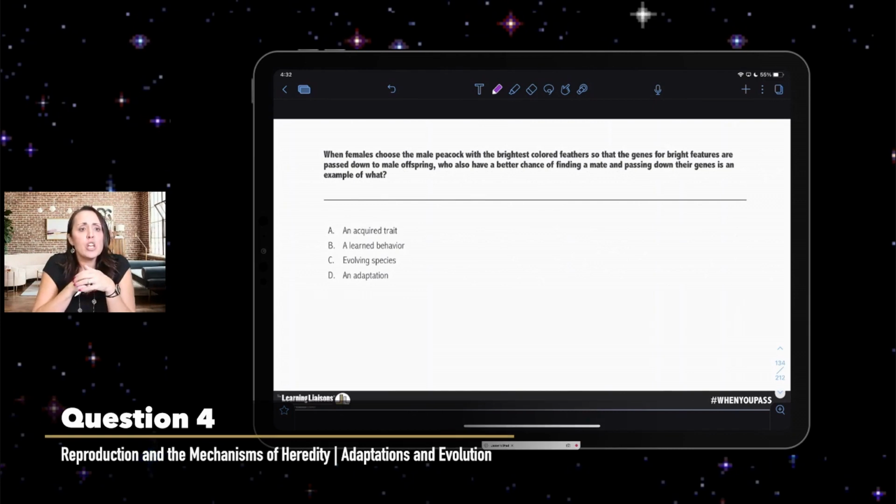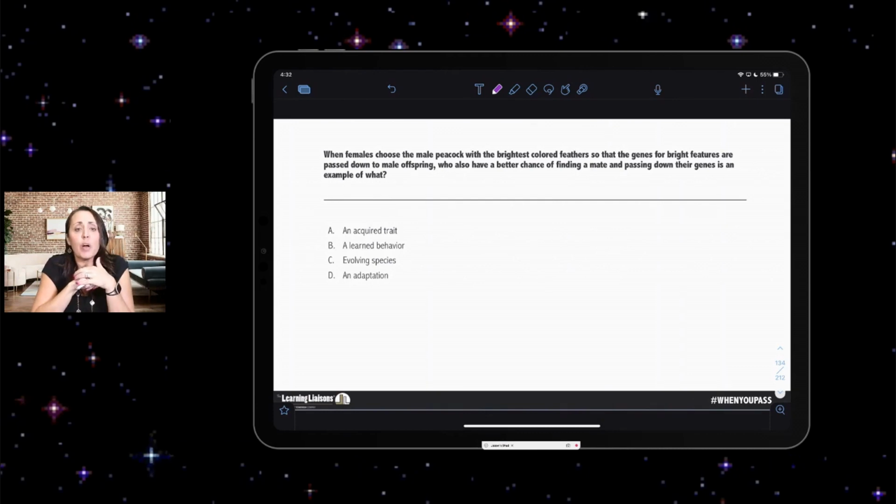When females choose male peacocks with the brightest colored feathers so that the genes for bright feathers are passed down to male offspring, who also have the better chance of finding a mate and passing down their genes, is an example of what? Is that an acquired trait, a learned behavior, an evolving species, or an adaptation? Okay, so we've got a lot here. It says when females choose the male peacock with the brightest colored feathers so that the genes for bright colored feathers are passed down to the male offspring.